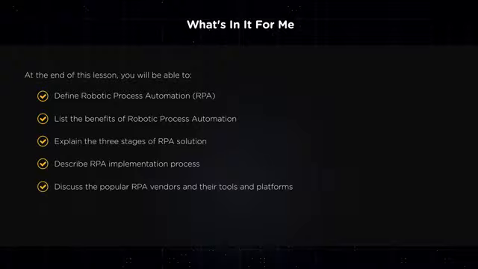In this lesson, you will learn about robotic process automation and the importance of its adoption in business. At the end of this lesson, you will be able to define robotic process automation, or RPA. List the benefits of robotic process automation. Explain the 3 stages of RPA solution. Describe RPA implementation process. Discuss the popular RPA vendors and their tools and platform.